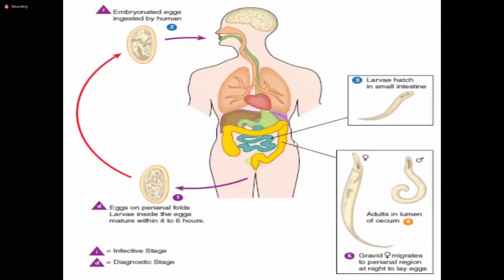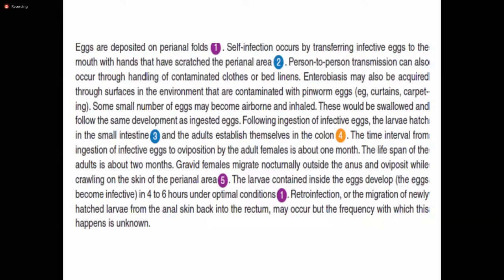Life cycle, starting: the eggs are released, and then within 4 to 6 hours these eggs become embryonated, taken by mouth, hand-to-mouth infection, and then go down to the intestine where they live in the cecum and colon, and become male and female there. Very infectious. This is a summary of the life cycle. You can read it, as I said.